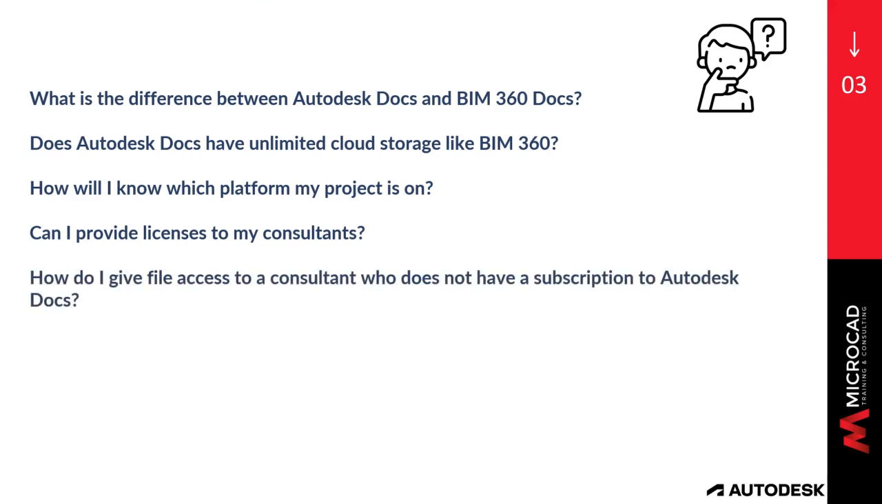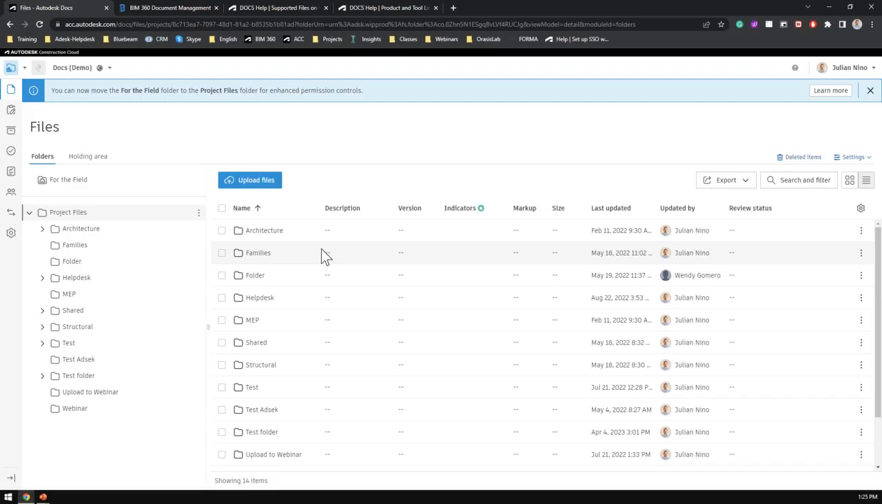Now, how do I give file access to a consultant who does not have a subscription to Autodesk Docs? So let me take you to the software. If you know that your user requires access to your project, there's a couple of options. If they do not have a subscription, there is an option to publicly share a link, and that public share link is going to be generated and is going to allow external people to the collaboration on this project to have access to it.